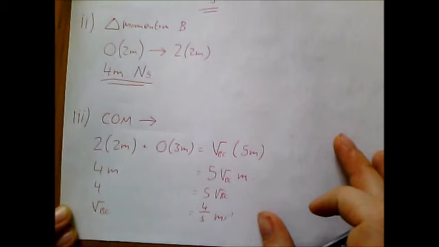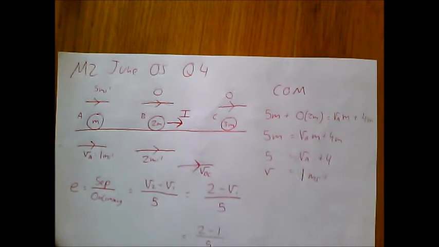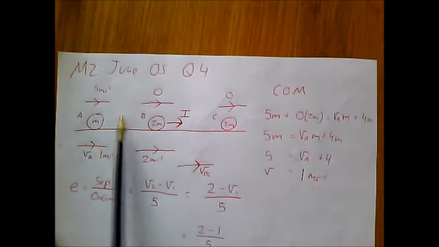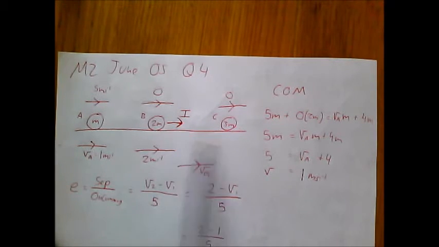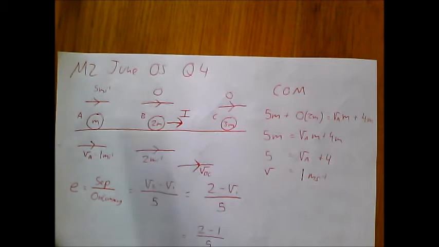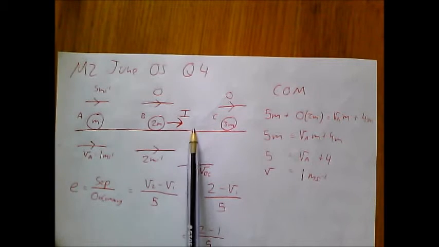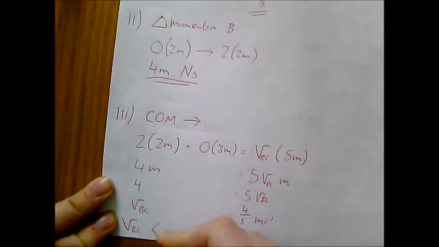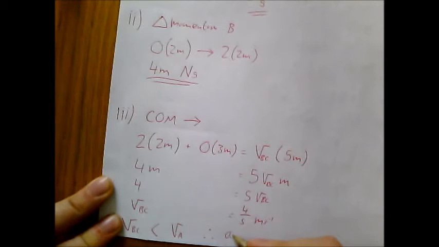Now if we recall, our good friend particle A is moving at 1 meter per second, going this way. And now these coalesced particles are travelling at 4/5 of a meter per second. So A is going to catch up and collide. We can say that VBC is less than VA, therefore another collision.